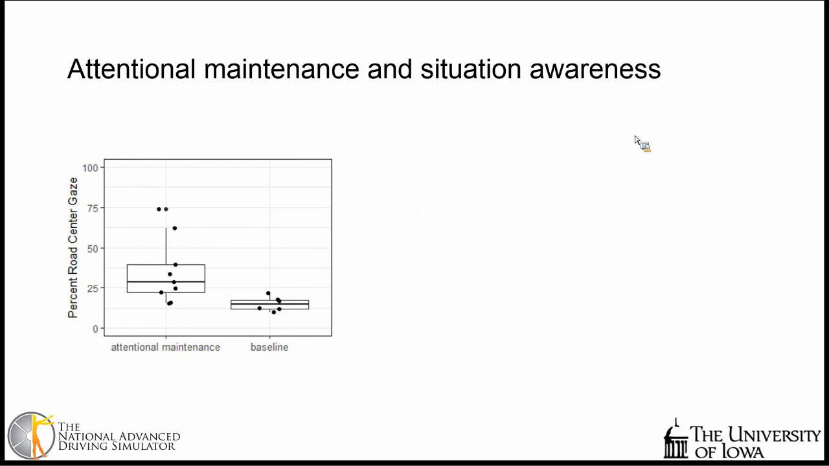Okay, so I want to talk first about attentional maintenance. I'll go quick here because we're running a little short on time. Our first question was whether we could enhance situation awareness by providing these attentional alerts throughout the drive based on driver state. Here what you're seeing is percent road center gaze, like Chris was describing. Higher values indicate the drivers were looking up more of the time than the baseline group, and that's just what you see with this attentional maintenance condition relative to the baseline group.